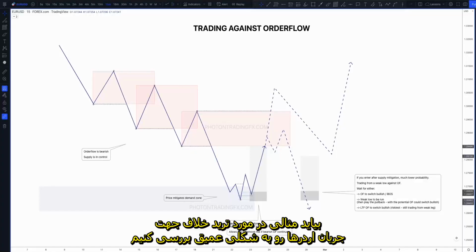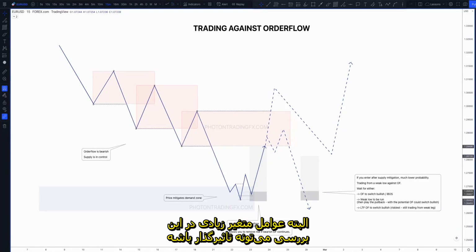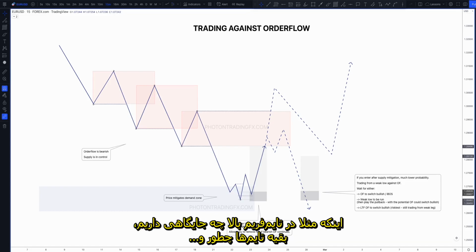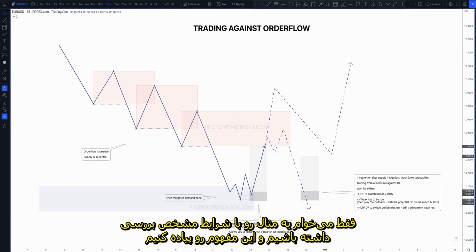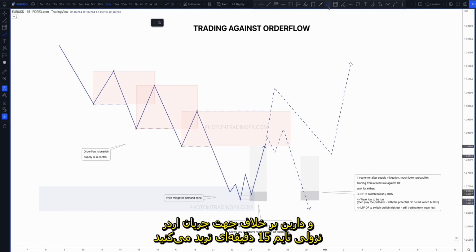So let's just dive a little bit deeper into the very specific case of trading against order flow. Now, again, obviously there can be a lot of variables to this, where we are within the higher time frames, what all of the time frames are doing, et cetera. So I just want to give you one very basic premise to apply it to. And that is basically, if you're going to get in, let's say on the M1, and you are trading against the bearish M15 order flow, right?